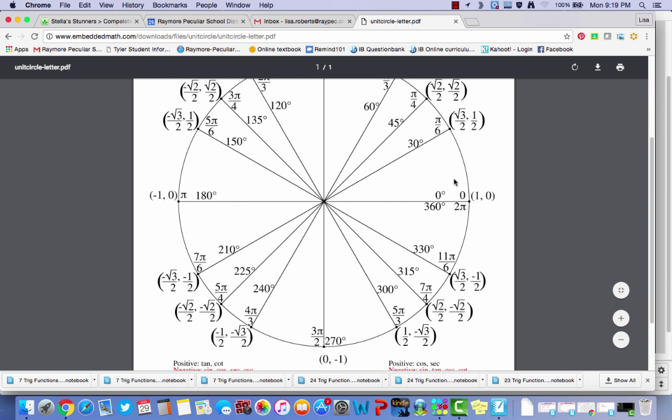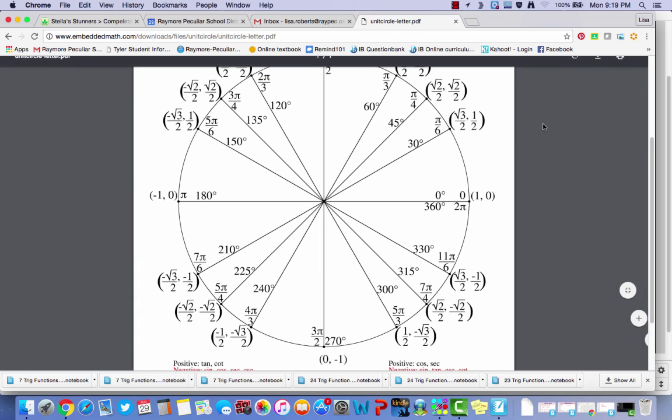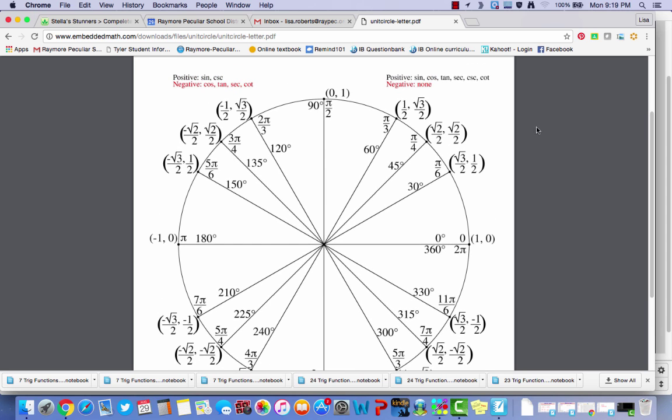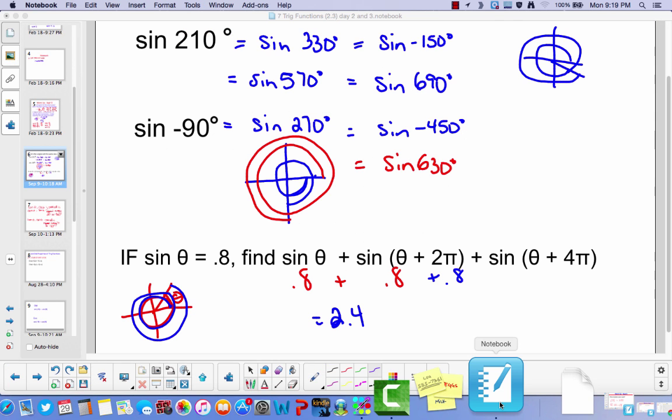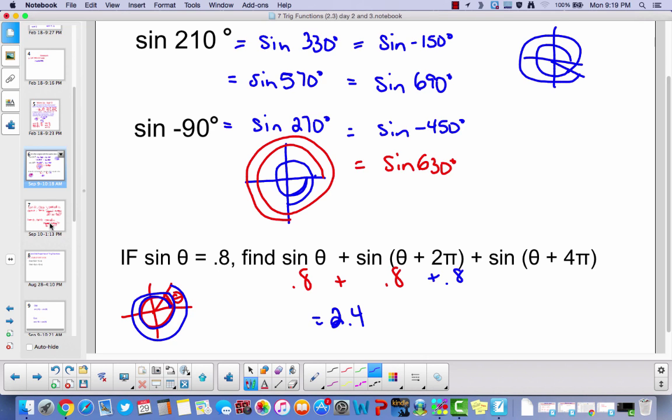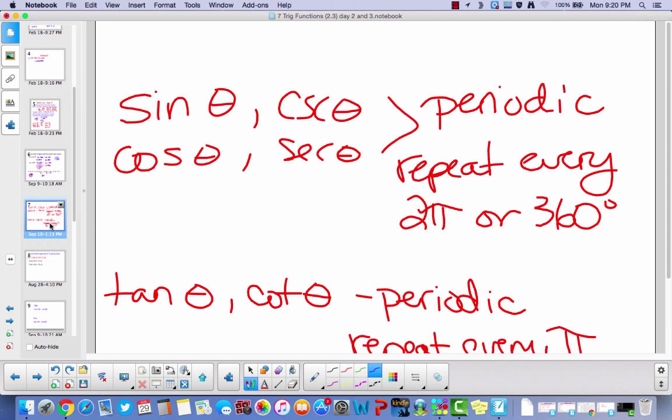So if I asked you what the period of the sine and the cosine was, the period of sine and cosine says how long does it take to repeat itself? Well, it turns out that the period of sine and cosine is 2 pi. Every 360 degrees, sine and cosine repeat their values exactly. If sine and cosine do that, then cosecant and secant do that as well. They are periodic. They repeat every 2 pi or 360 degrees.